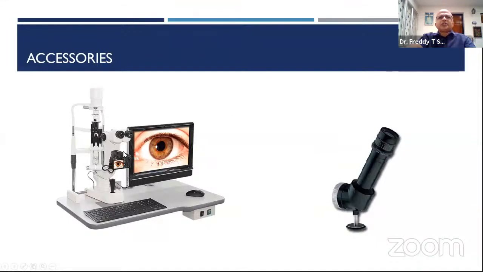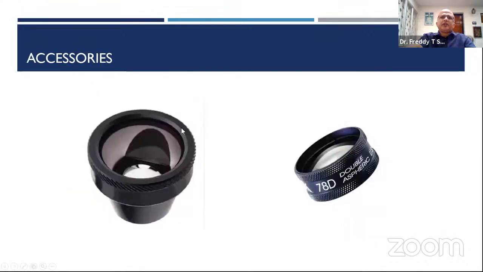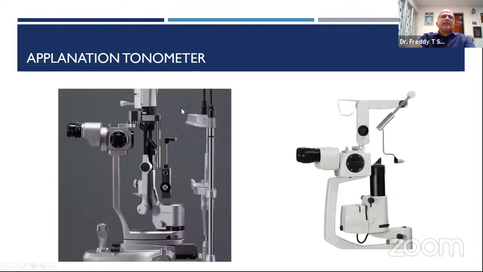With the slit lamp, we use a lot of accessories. I won't go into the details, just mention them. You can have a camera system. You can have a side tube so the observer can watch. You can use different types of mirrors and lenses. And you use it for illumination and tonometry.